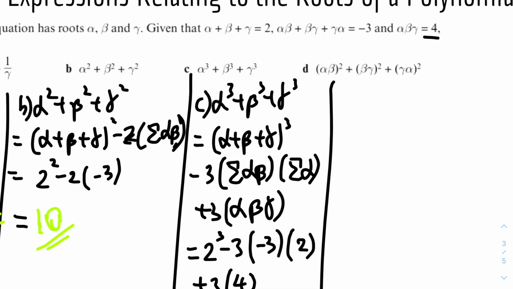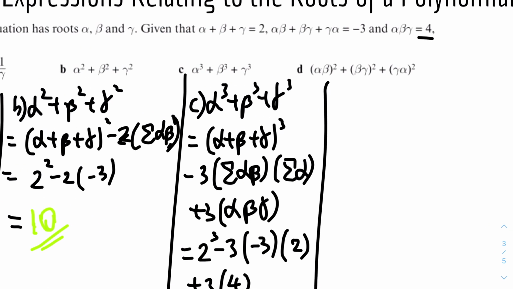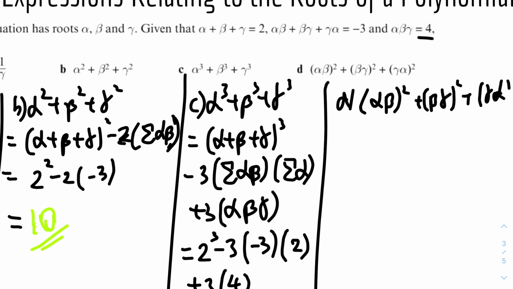And part D, alpha beta squared plus beta gamma squared plus gamma alpha squared. So this looks a bit complicated because it seems that we haven't encountered this, and we haven't, but we can use what we've learned before to solve this question. We can notice that this is basically similar to this. That means that instead of just alpha plus beta plus gamma, we'll do alpha beta plus beta gamma plus gamma alpha.